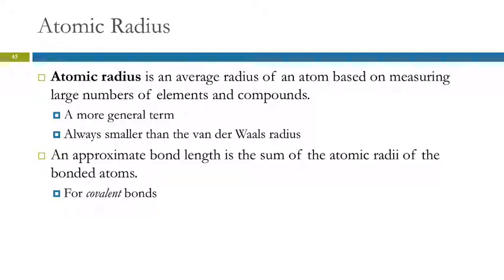And so when we talk about atomic radius, we're looking at sort of an average radius based on measuring the atoms in a variety of different forms and different compounds. And so it's not going to be exactly correct, but it's close enough. It's a more general term. It's generally going to be smaller than that van der Waals radius, than the non-bonding radius. When we want to know how long a bond is, we can approximate that by saying, for a covalent bond, that the bond length is the sum of the atomic radii of those two atoms bonded together. It's not exact, but it's good enough for lots of things.